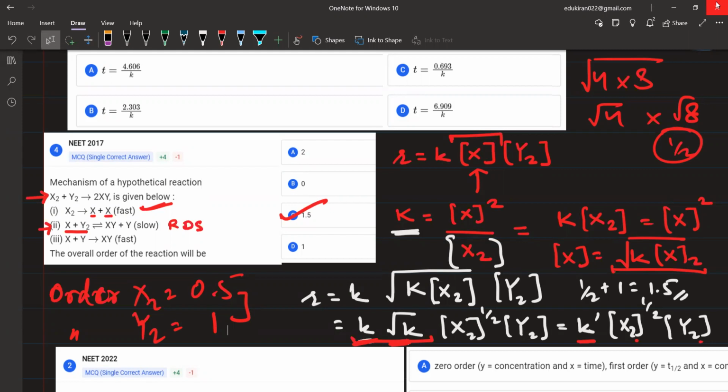Why didn't we consider the K dash in the final step? Like, what will we do about that constant now? What are they asking, Heather? Order of the reaction. Even if you don't write anything here, the order of reaction will just deal with the concentration terms, no? Yes, sir. Not the constants, right?